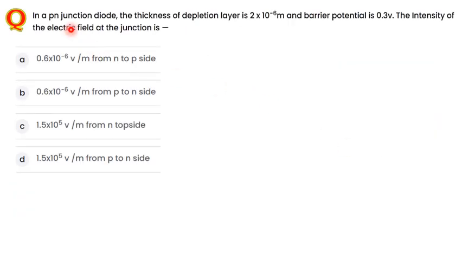Okay, the first question here is on the PN junction diode, the thickness of the depletion layer. What they have given here is the depletion layer in the case of a PN junction diode. The thickness of the depletion layer of the PN junction diode is 2 into 10 power minus 6 meter, and the barrier potential is 0.3 volt. What they are asking here is the intensity of the electric field.